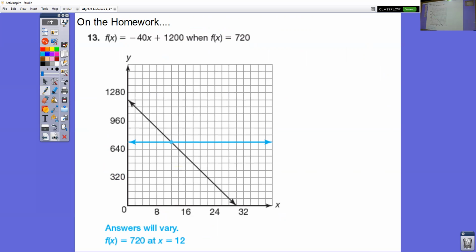On the homework today, you're going to have a question where they give you the equation. That equation is already graphed here on the line. They want to know when f of x equals 720. So 720 would be right here, because we're counting by 80s going up along the side. So go over from 720 until you hit your line, go straight down. So this point is at 12.